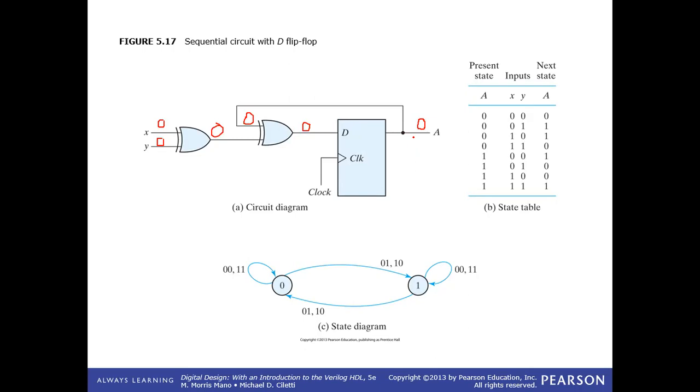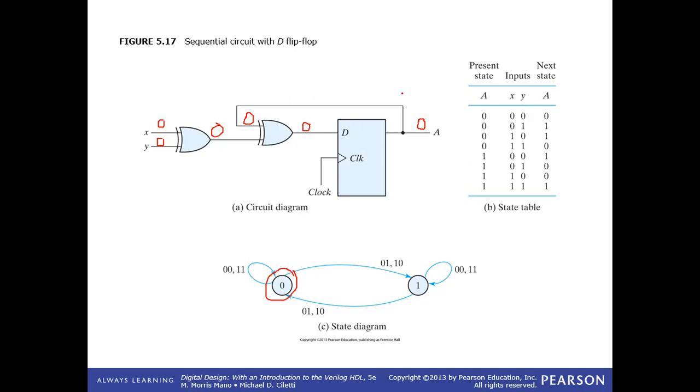Yes, sir. So this means that if we are standing at 0, if you look at this table, please. If we are standing at 0 and we apply the 0, 0 input, we go back to the 0 state. Is that right? Yes, sir. Any confusion still now? No, sir.